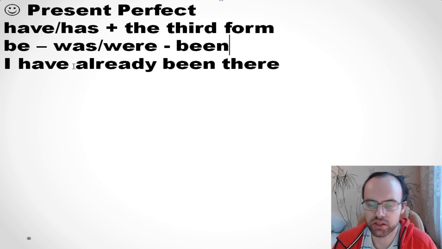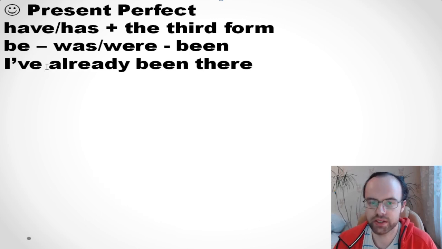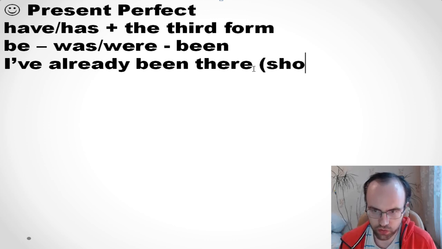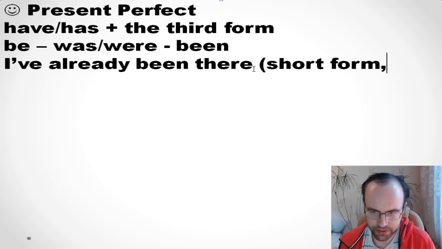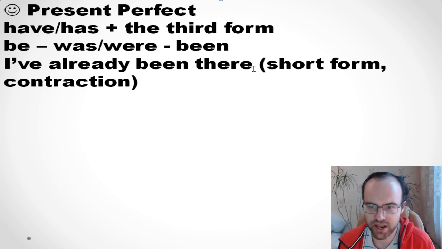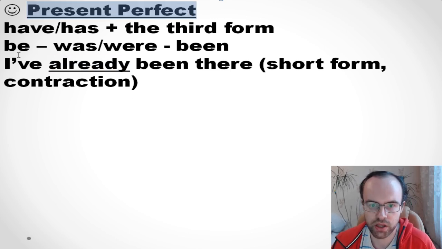And you know that native speakers usually say it like this. So I've. It's a short form. There is another name for it, contraction. So native speakers mostly use short forms or contractions. So I've already been there. And you see that we use present perfect with already, and it's in the middle. Okay, so next. So what's next?